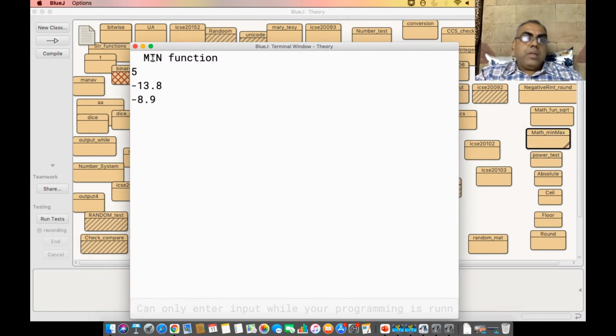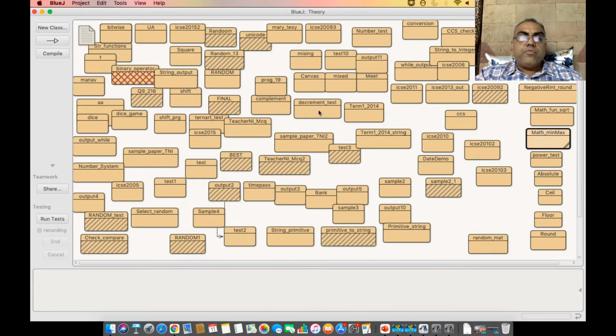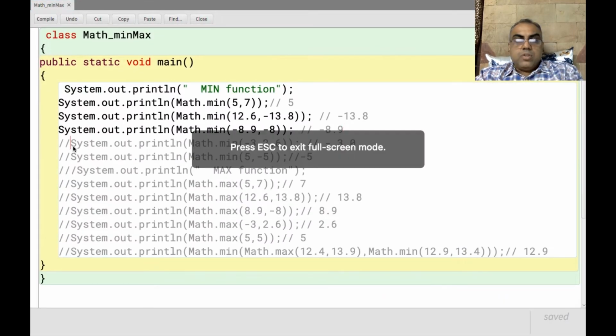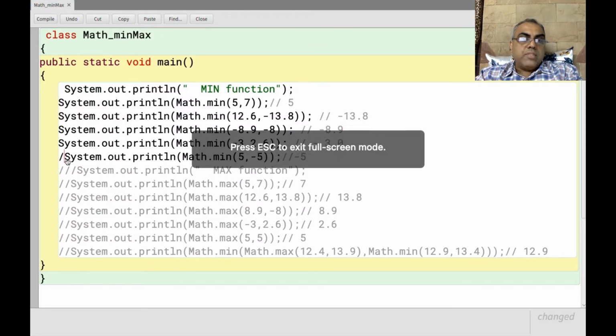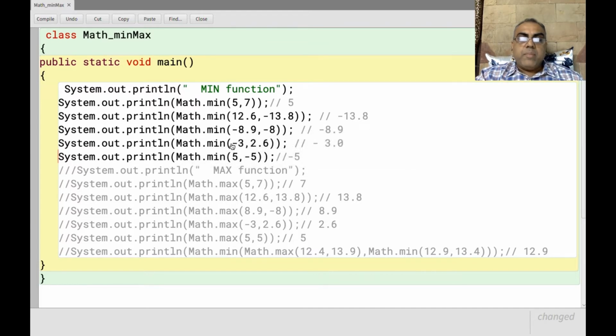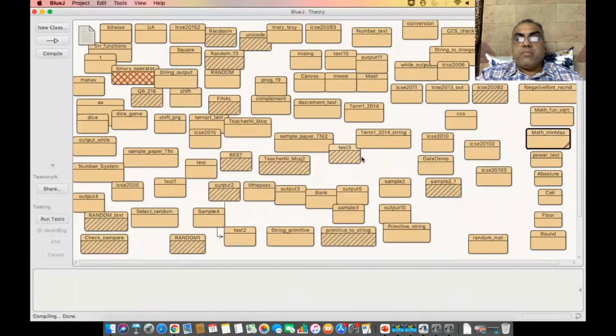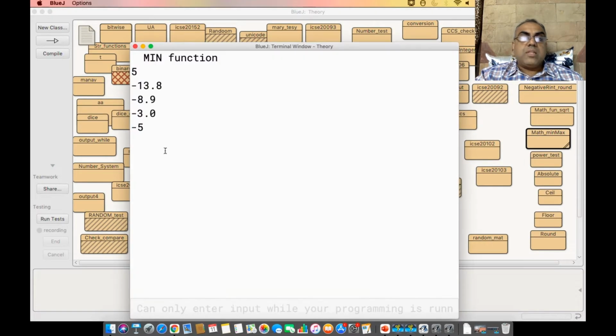Now suppose I add a few more lines, 2 more lines which are my min function. Then between minus 3 and 2.6, we know minus 3 is smaller, so it will give me minus 3.0. Whereas when the numbers are integers, my output will be an integer, irrespective of whether they are positive or negative numbers. So the last two answers that we need to focus on are minus 3.0 and 5.0. So this works with min.